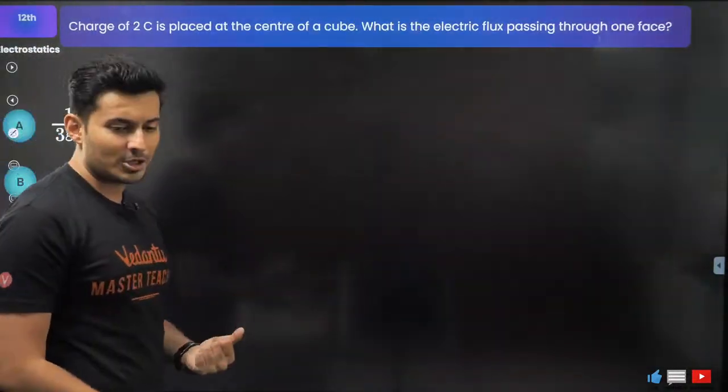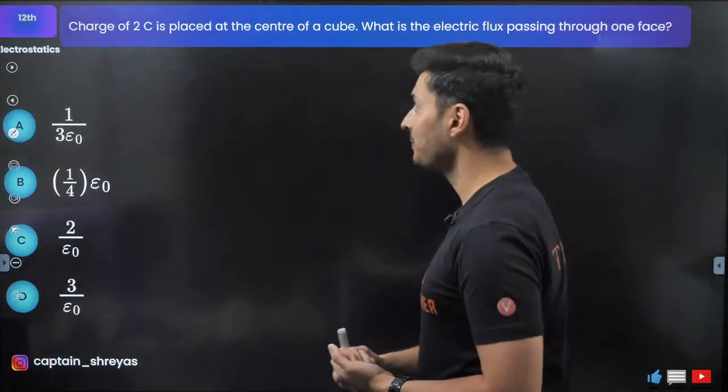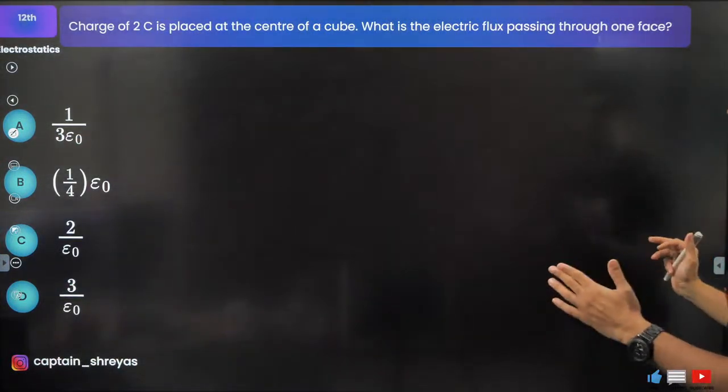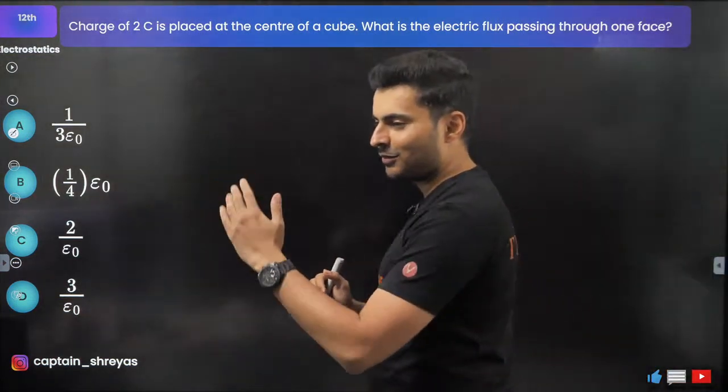Moving on to another question coming up on your screen, and here it is. A 2 coulomb charge is placed at the center of a cube. What is the flux through any one surface?